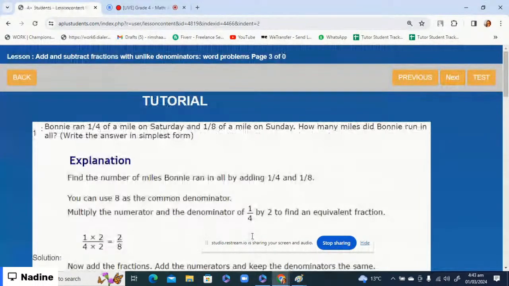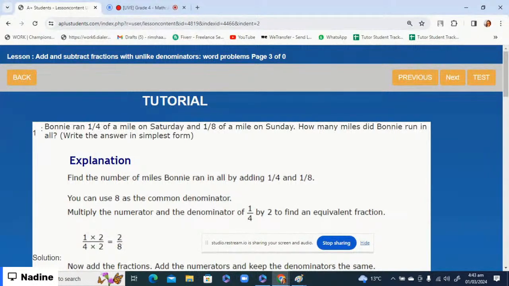Bonnie ran 1 by 4 of a mile on Saturday and 1 by 8 of a mile on Sunday. How much on Saturday? This is 1 by 4. And how much on Sunday? 1 by 8. How many miles did Bonnie run in all? For finding it in all, what do we do? We are going to add.